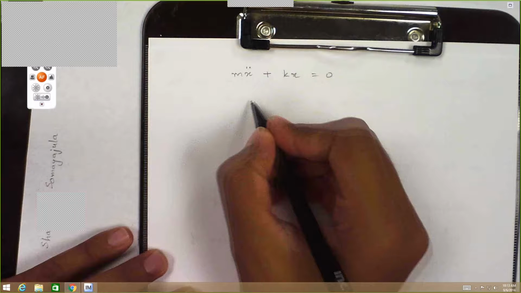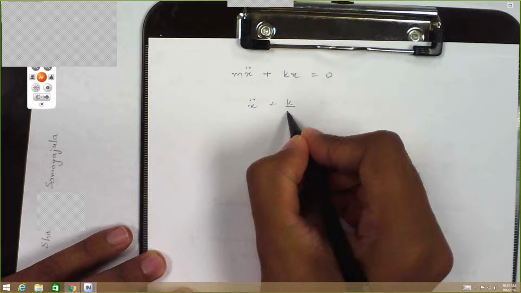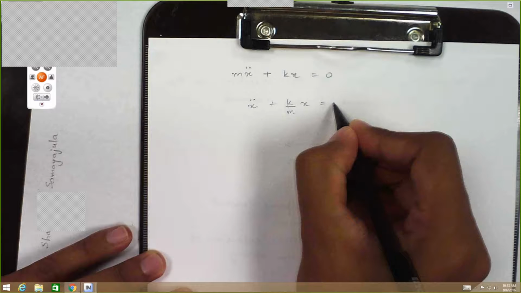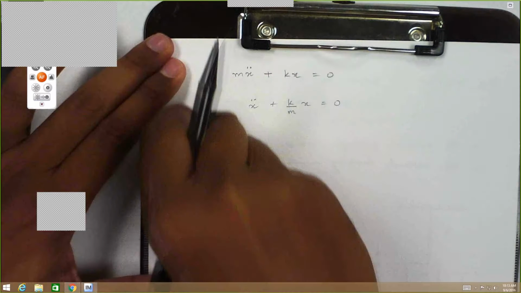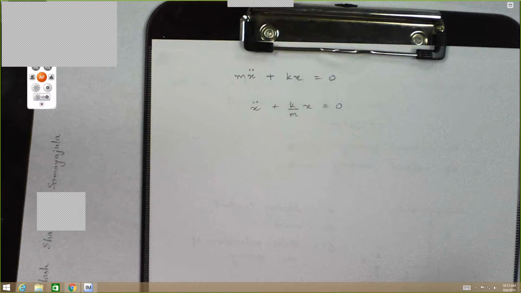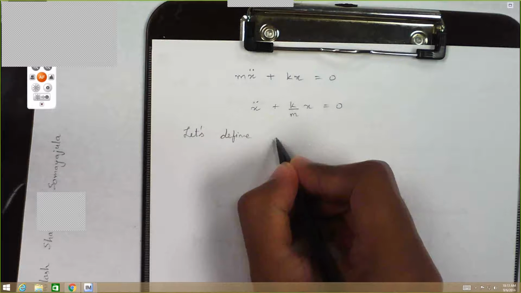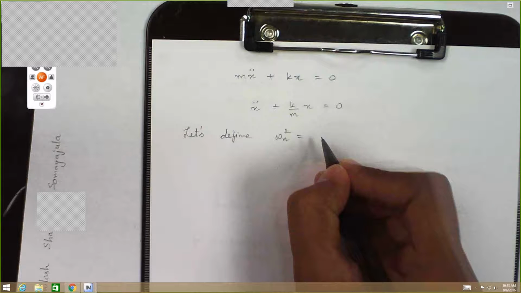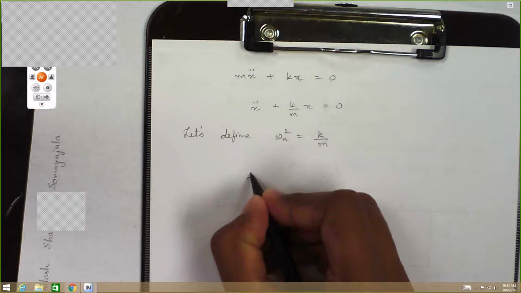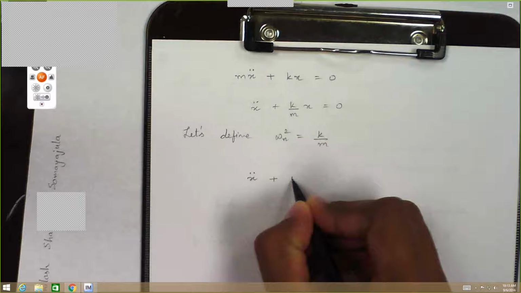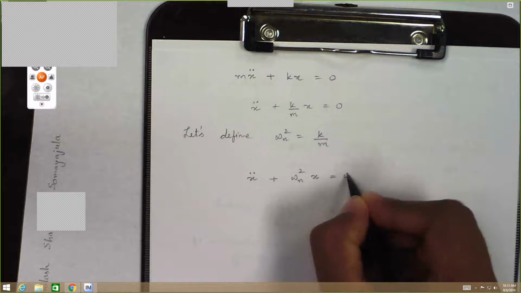We can also write this equation as x double dot plus k over m times x is equal to 0. So if we now define omega n square as k over m, that makes this relationship x double dot plus omega n square x is equal to 0.